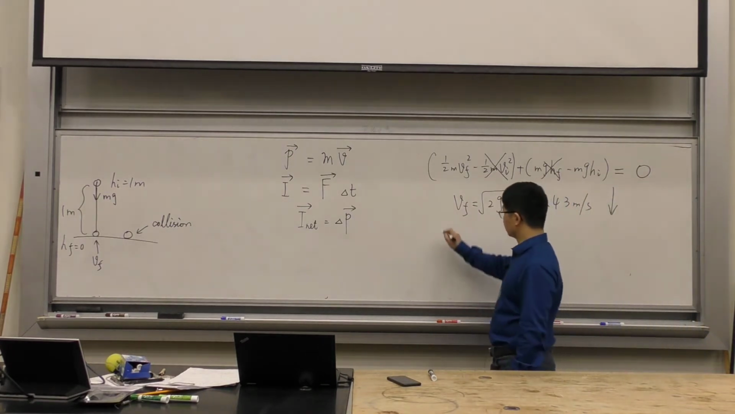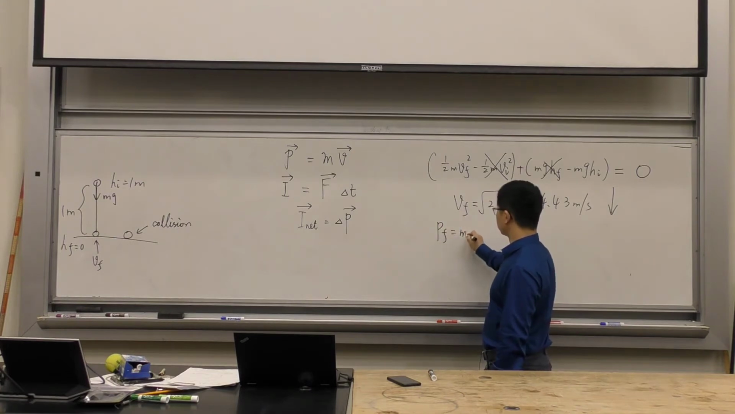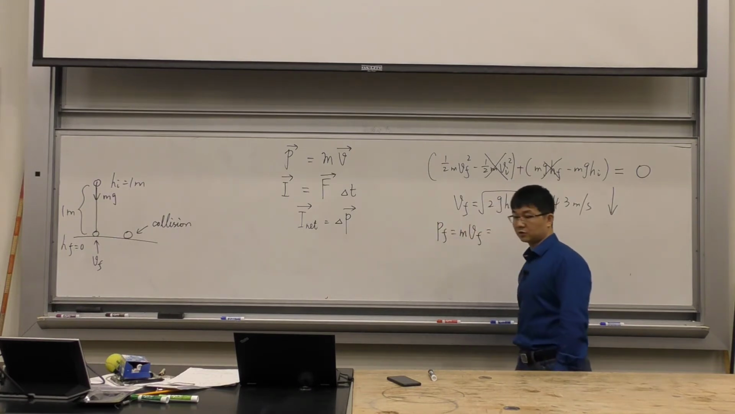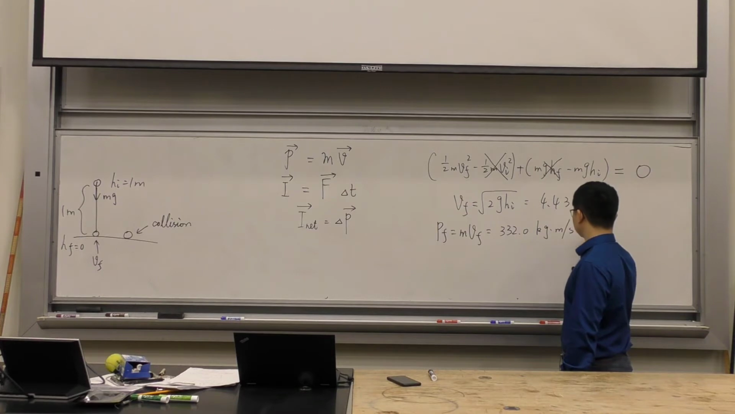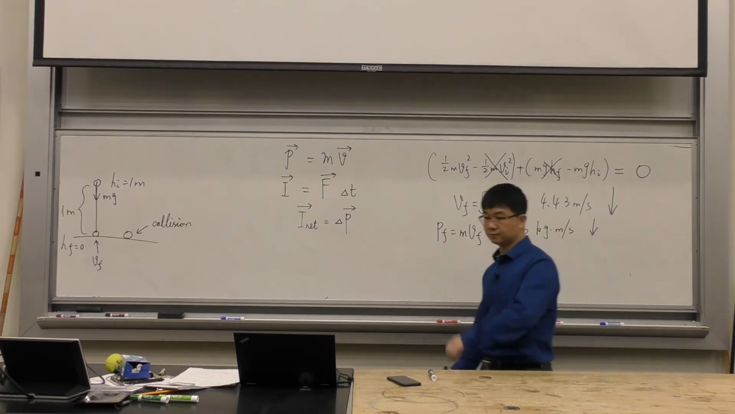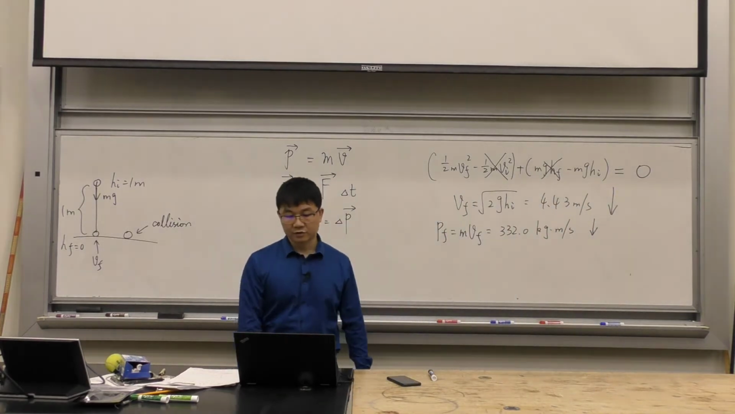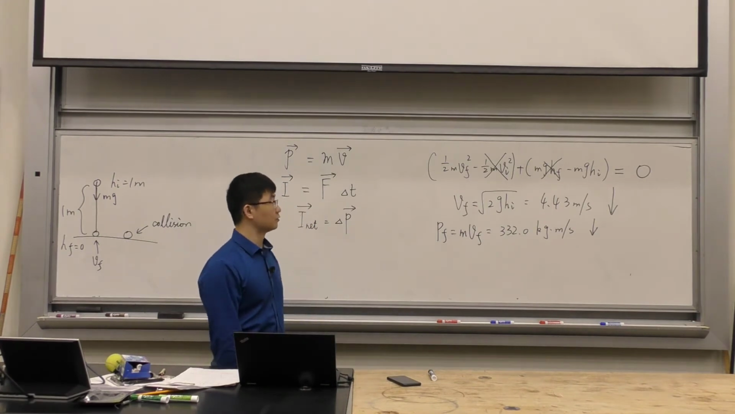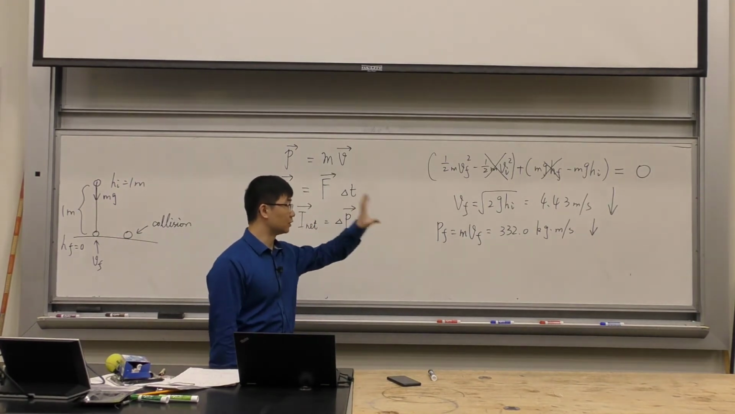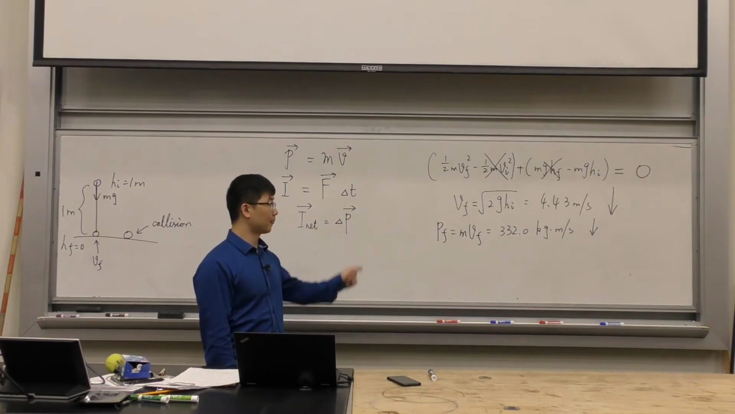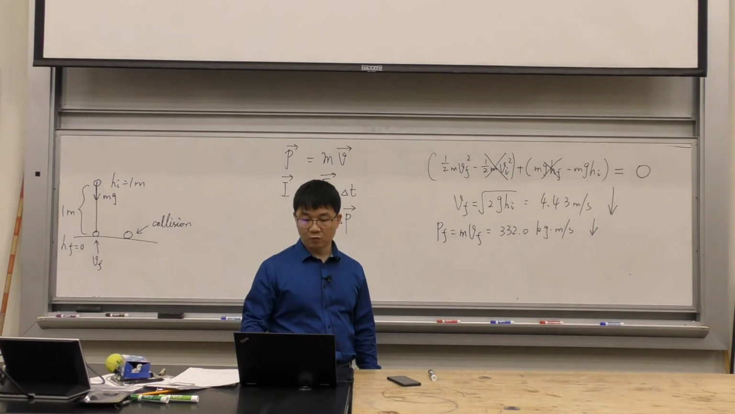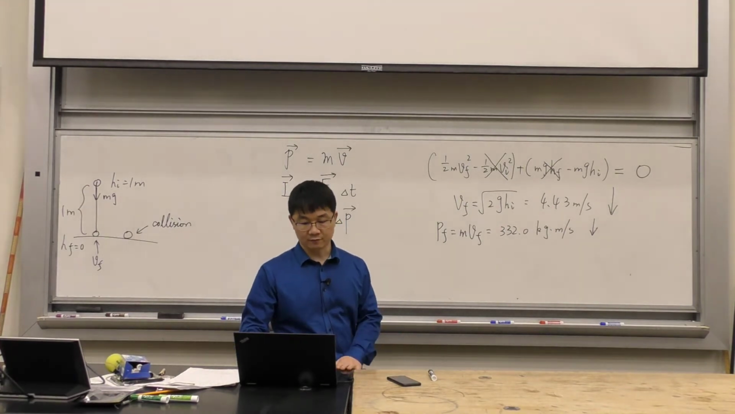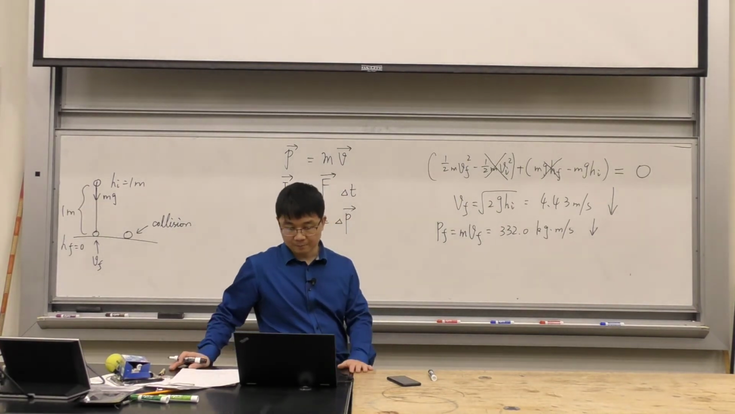Then what is the momentum? The momentum of the person is going to be this. You multiply them together, you get 332 kilograms meters per second, and of course the direction is down. So direction is down, you can call it negative, or you just say this value and the direction is down. But anyway, that's the momentum before the person collides with the ground.